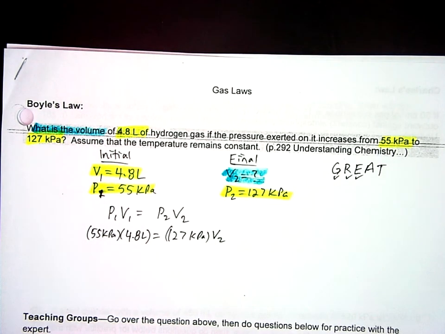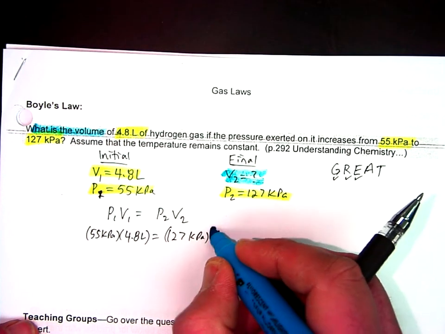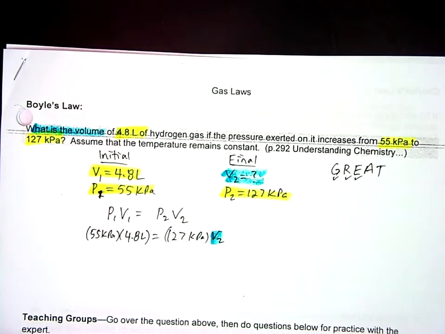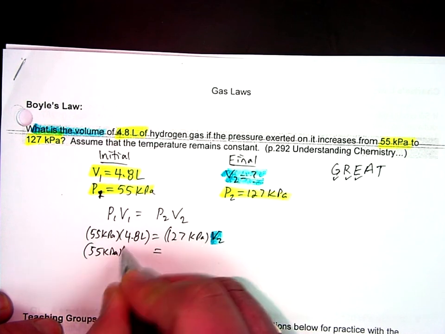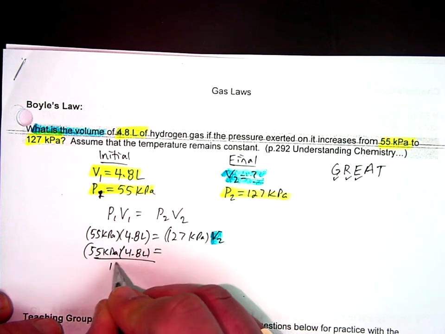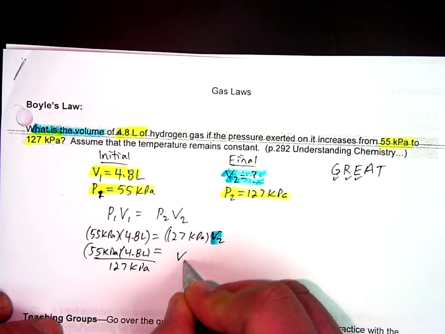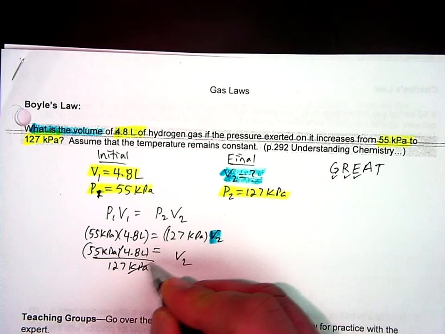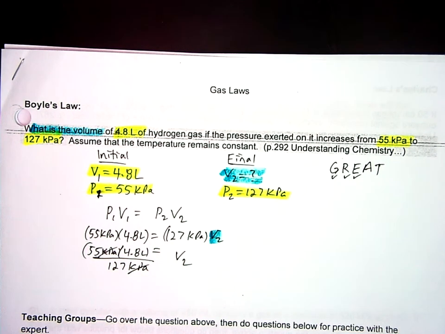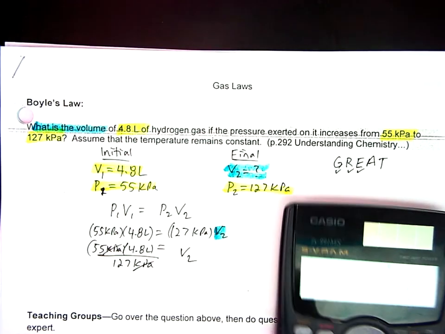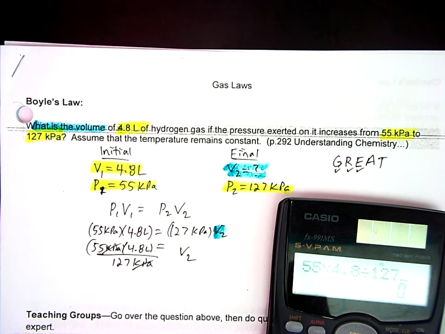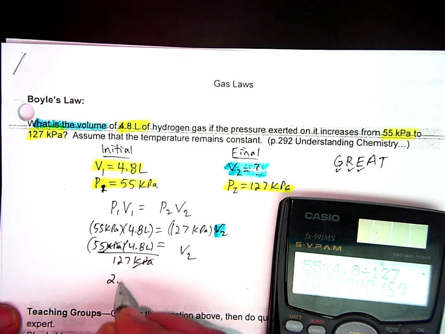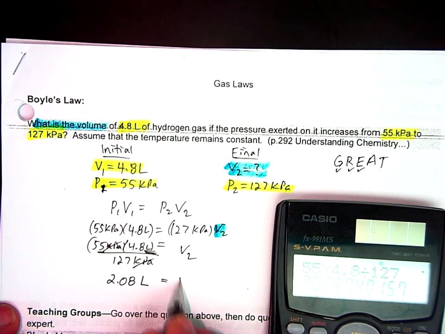Now what we're going to do is rearrange. We want to get the volume. So this is multiplication, we're going to divide. So 55 kilopascals, 4.8 liters, divided by 127 kilopascals. The kilopascals cancel because they're found on the top and the bottom. Now we can just type it into our calculator all at once, and we get 2.08, and that's liters that we're looking for here.